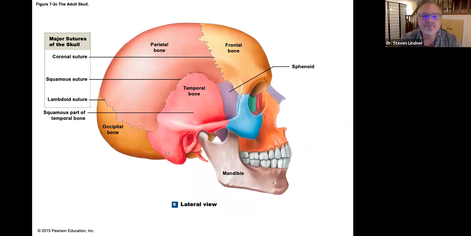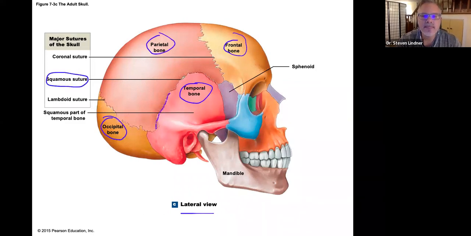Okay, so now from the lateral view, looking at it from the side, we could see the frontal bone, one of the parietal bones. We could see half of the occipital bone, and here's the right temporal bone. This is the squamous suture, right? Going this way. The squamous is like this, and the lambdoidal is going the opposite way there. Okay. Here in the purple is the sphenoid.